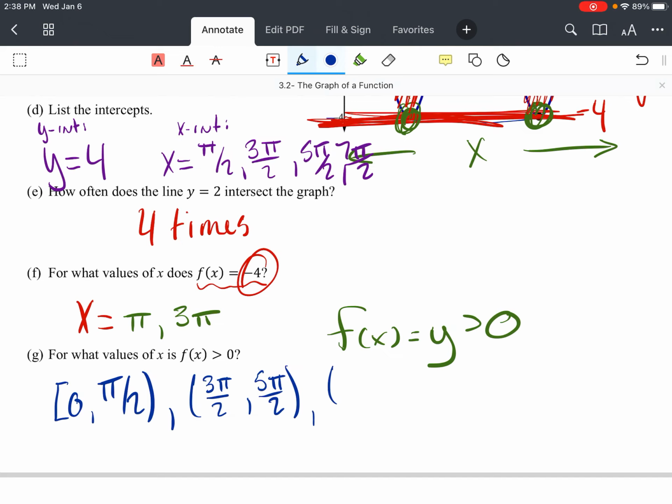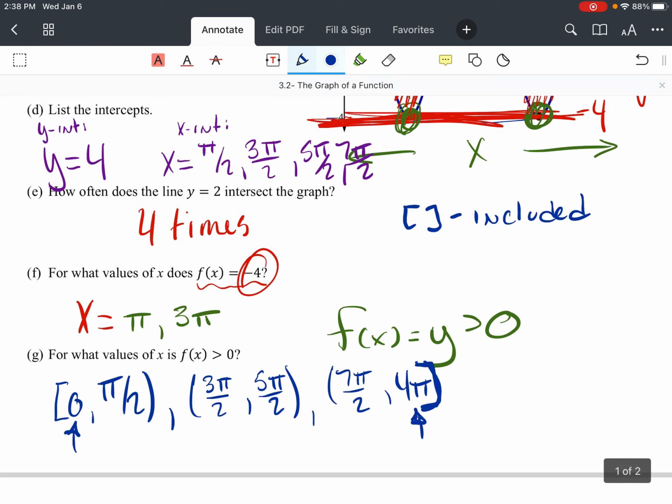So one thing I want you to notice is that I'm using a mixture of brackets and parentheses. So remember that a bracket means that you include it. So if I use a bracket, it's included. So in this case, 0 is included and 4 pi is included, whereas if I use parentheses, it is not included. Okay, so I want you to think about why I'm not including these values here. Why am I not including any of these?